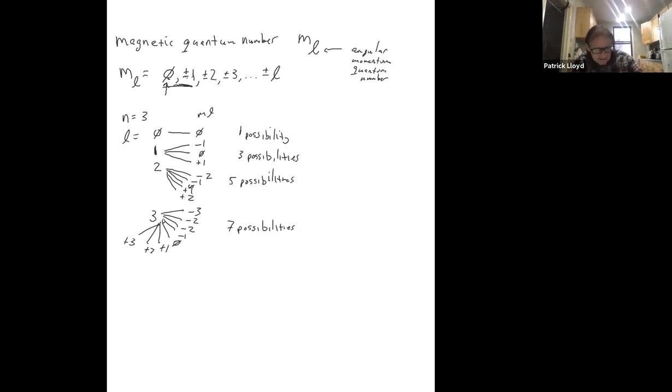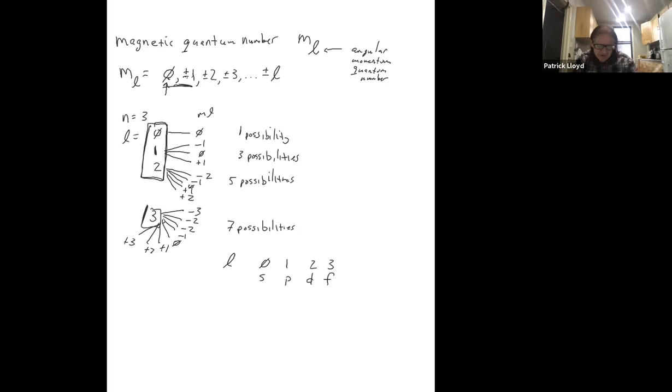These number of possibilities are related to what L is, right? L being 0 means you can only have one possible value of M sub L. L being 3, now you have 7 possibilities. But what does L refer to? Let's go back. L, 0, 1, 2, 3, is referring to S, P, D, F, right?